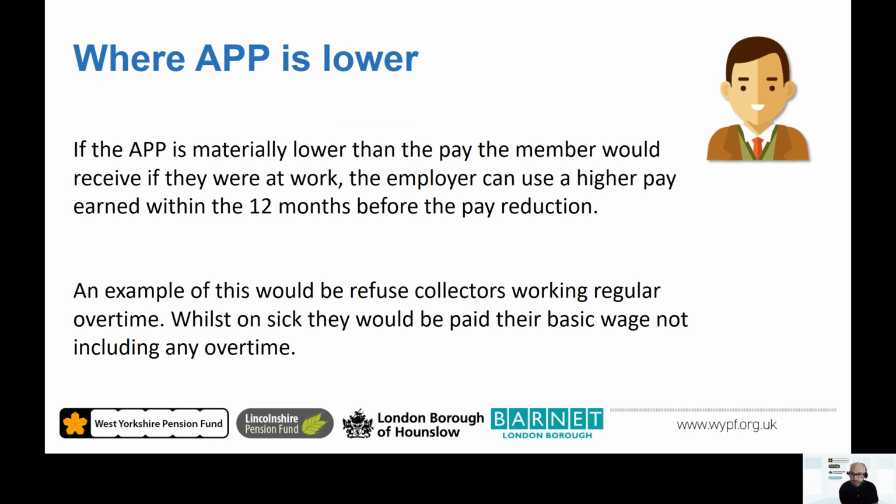When calculating APP, as an employer, you have discretionary powers. So where the pensionable pay received was, in the opinion of the employer, materially lower than the level of pensionable pay that the member normally receives, the employer has discretion to replace the actual pensionable pay received with a higher level of pensionable pay to reflect the level of pensionable pay that the member would normally receive. So an employer must have regard to the level of pensionable pay received in the previous 12 months when working out what level of pensionable pay the member normally receives.